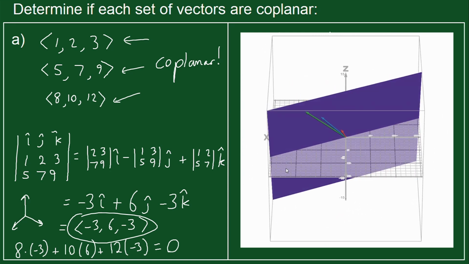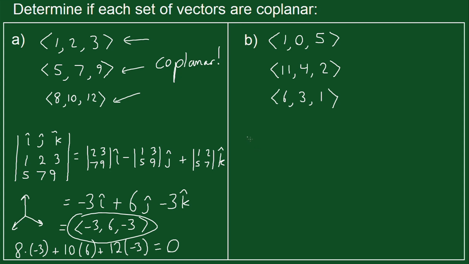Let's try part B. We'll do the exact same thing, and it doesn't matter which two you start with. In this first case, I took the first two vectors to do the cross product. It doesn't matter which ones you pick. For this one, how about I pick the first one and the last one, and I do the cross product with those. I, J, K. We set this up.